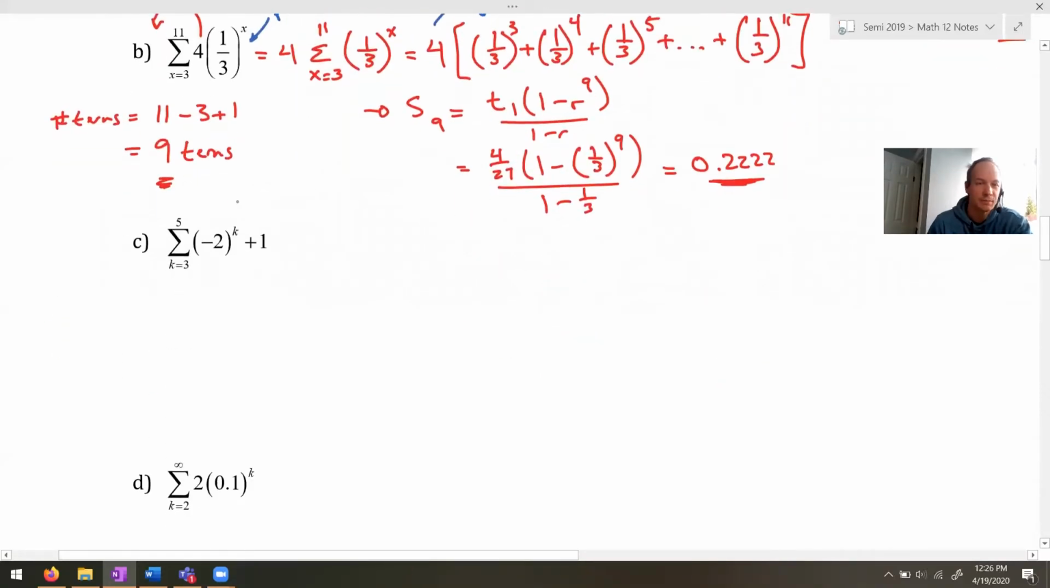Okay, here's part C. What I'm going to do here is look at this one, and we've got a similar situation. We've got -2 to the power of k.